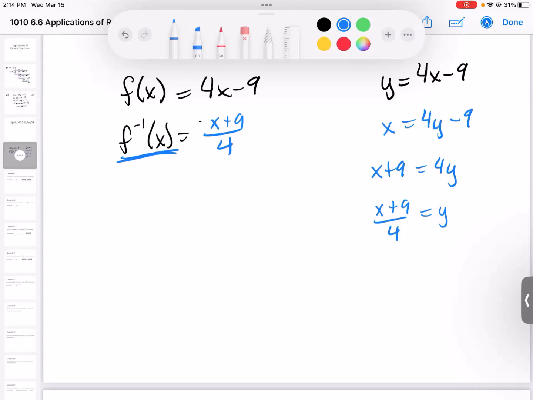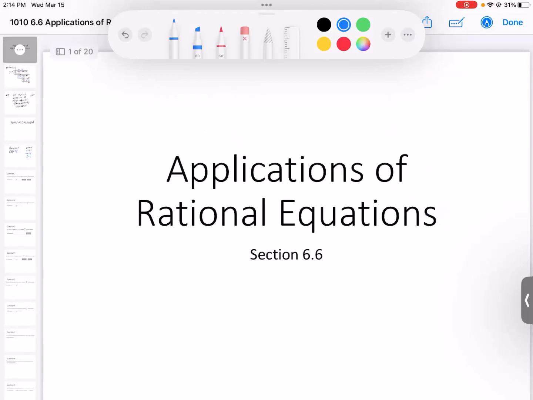Okay. So our lesson today is about applications of rational equations. So essentially, we're not learning any new math. We're just applying what we learned last class to word problems. So there's not really any more difficult math concepts. It's mostly just learning how to take the word problems and convert them into equations.